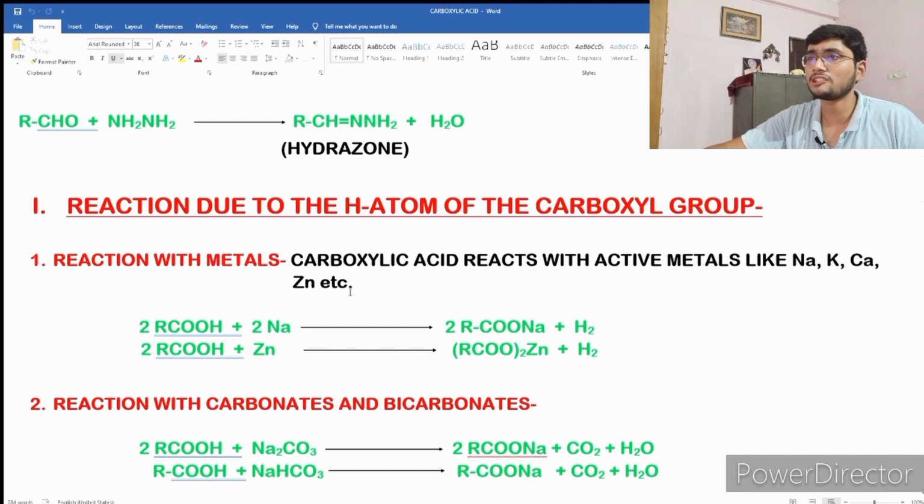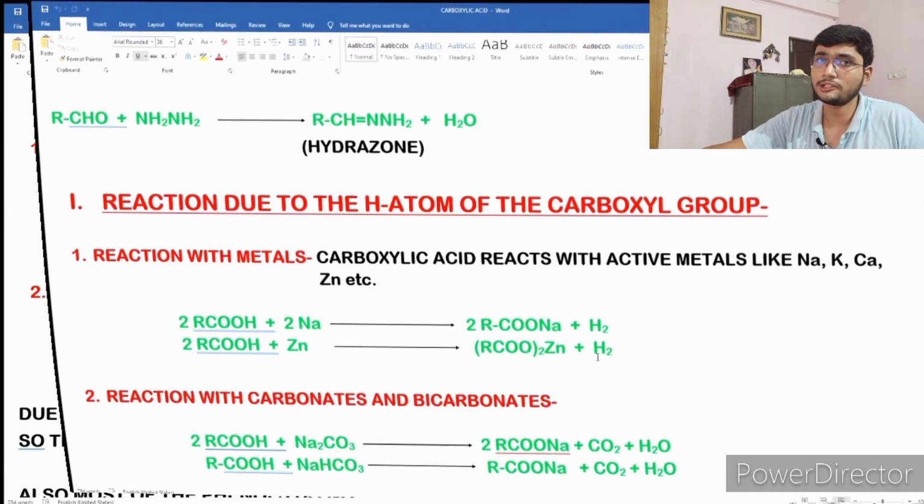So that's what I have written here, that carboxylic acid reacts with active metals like sodium, potassium, calcium, zinc, etc. In the reactions, this is carboxylic acid and this is sodium. When we react them, we get the sodium salt of the carboxylic acid, and hydrogen gets liberated. Similarly, if we react it with zinc, we get this compound, the zinc salt of the carboxylic acid, and hydrogen is again liberated.